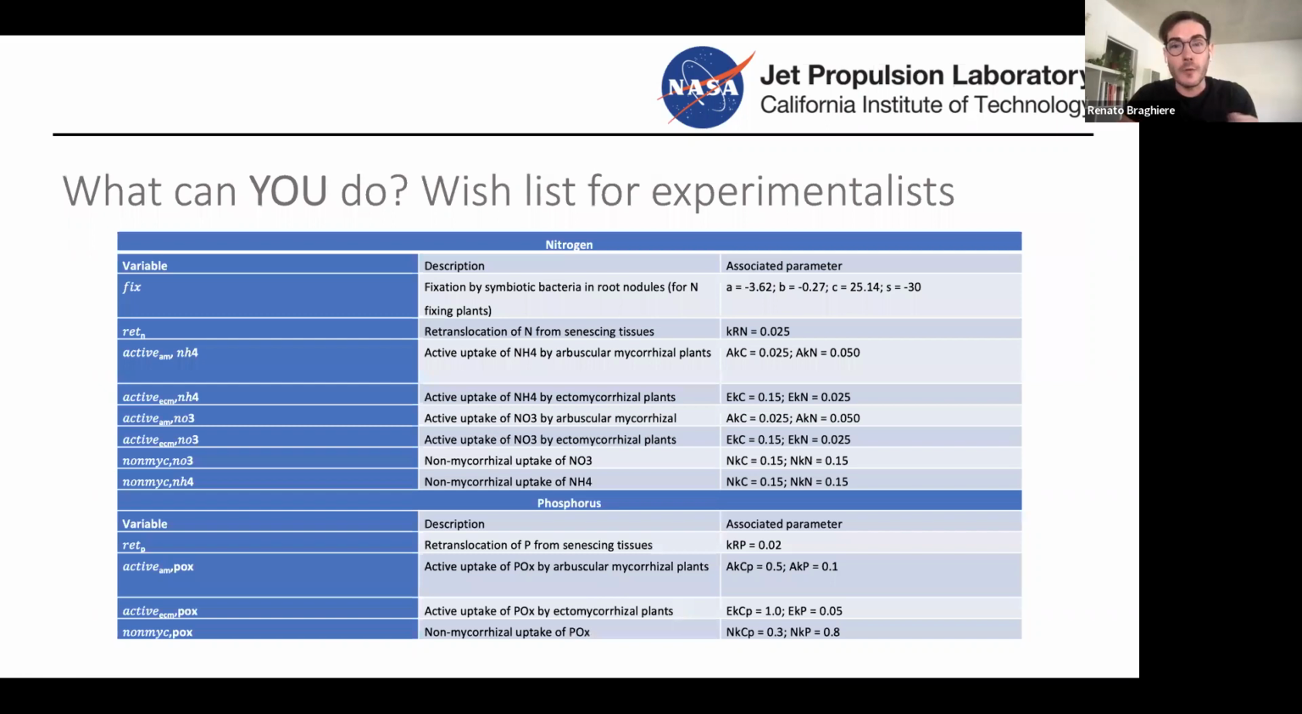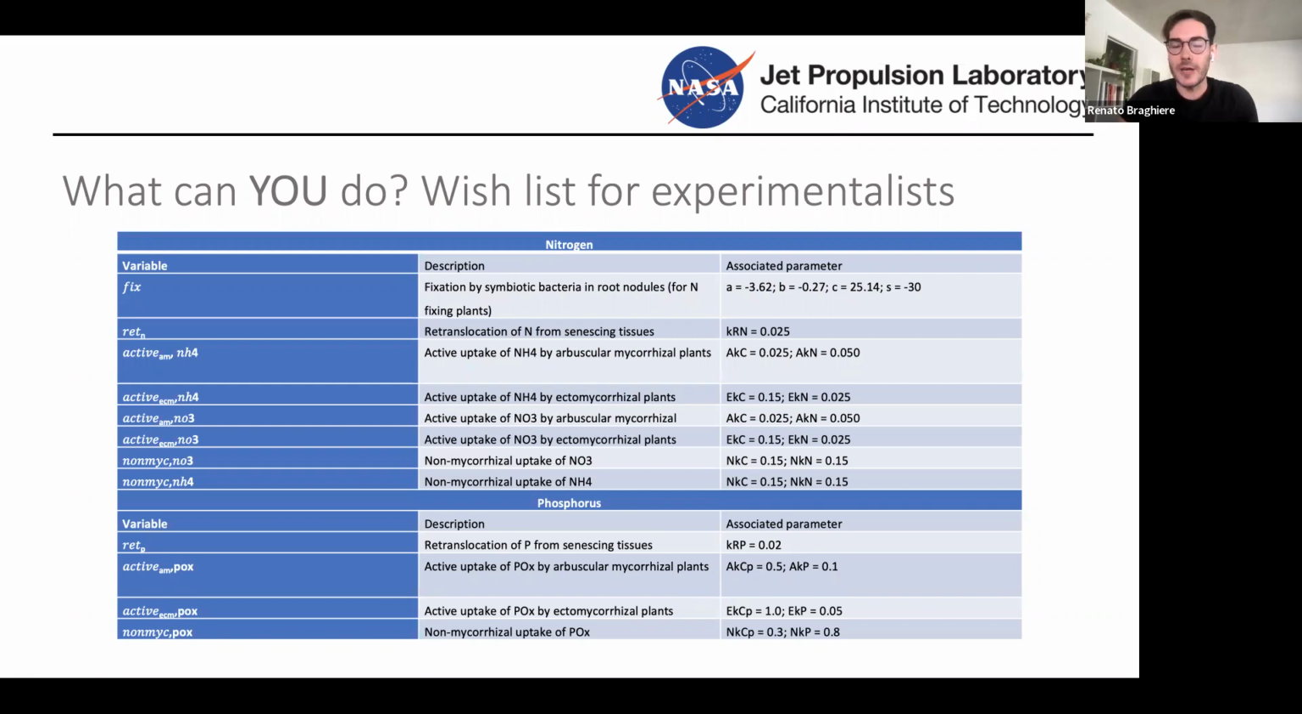And here is a wish list for experimentalists. Someone asked about the type of data that we need for the FUN model to work, and this is the type of data that we need. In the model, we have this separation between ammonium and nitrate, so it would be amazing if we had this type of data. For example, how much would it cost arbuscular mycorrhizae to acquire ammonium in terms of carbon? And this list goes on, right?